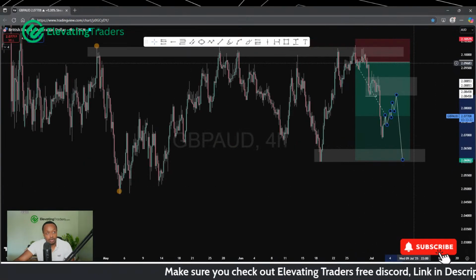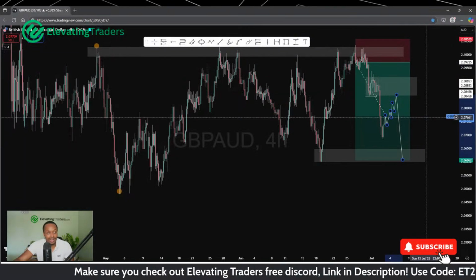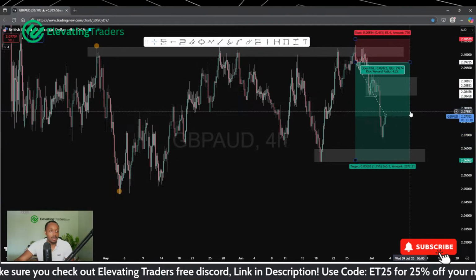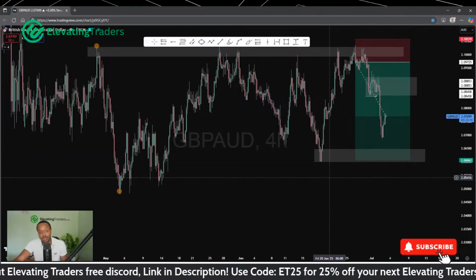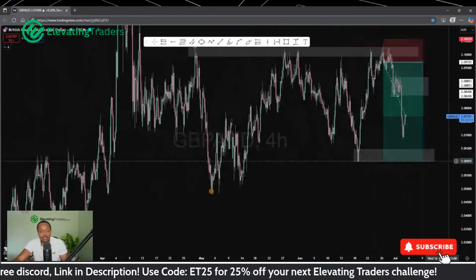My stops are trailed at break even. I probably will bring them down a little bit just to secure some gains. But yeah, I will be holding out to 2.06062. So that is still the plan.